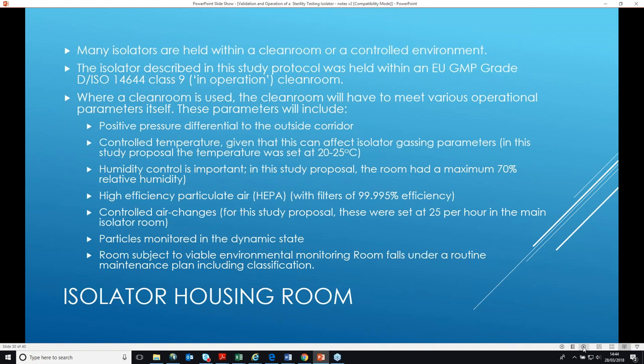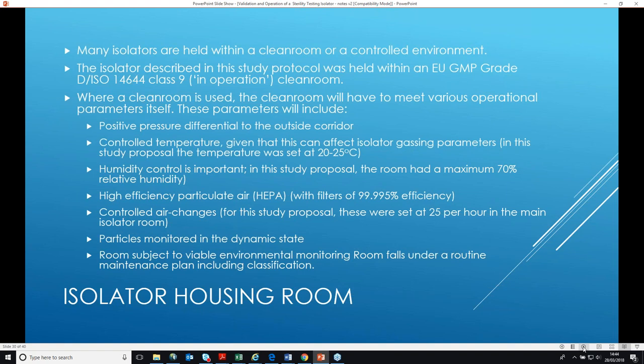Similarly, humidity control is important. The room would need to have high efficiency particulate air filters with a good efficiency rating, such as H13 or H14 to EN 1822 standard. There should be controlled air change rates, and there should be routine environmental monitoring and particle counting within the room as well.